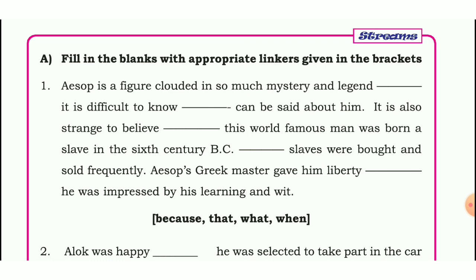Okay, you have to remember that. So here only one is given. So remember that has to be that. It is also strange to believe that this world famous man was born a slave in the 6th century BC. And now slaves were bought. So which is the right linker there? When. When slaves were bought and sold frequently, Aesop's Greek master gave him liberty because he was impressed by his learning and wit.